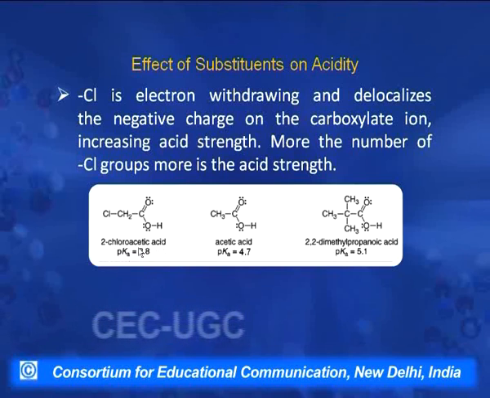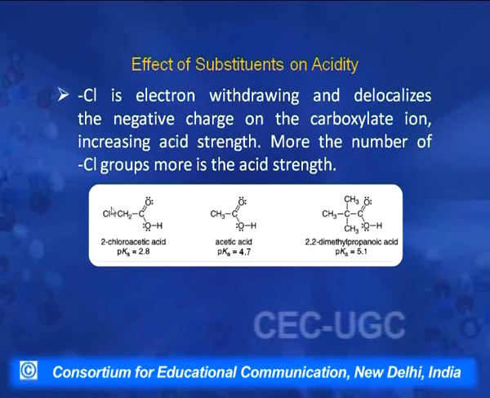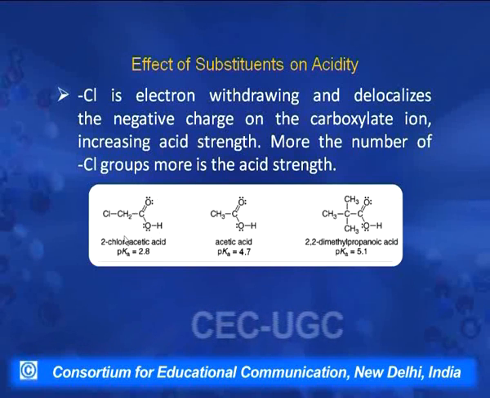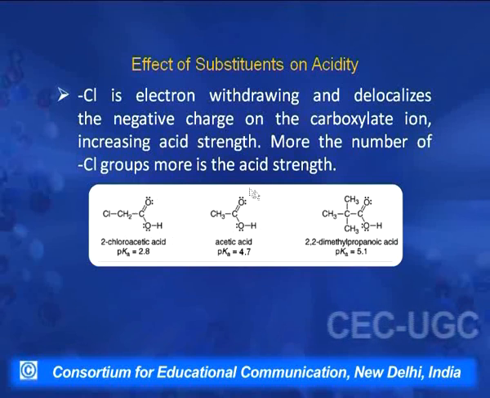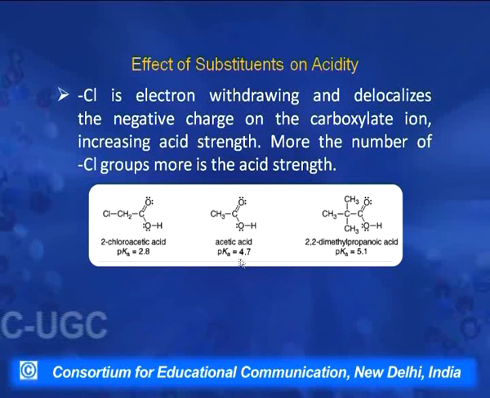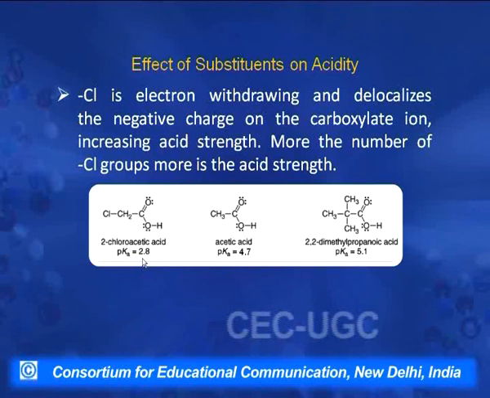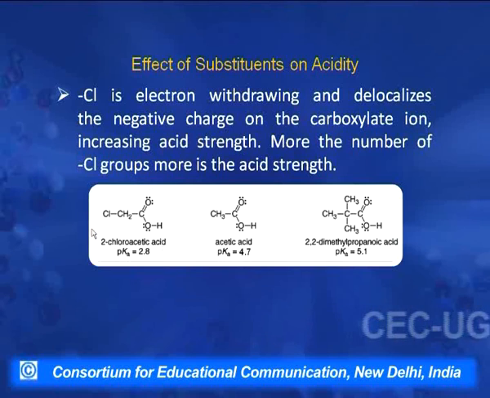This is 2-chloroacetic acid, or chloroethanoic acid, and this chlorine is electronegative, so it withdraws electrons towards itself. It will stabilize the corresponding anion formed and should be a stronger acid in comparison to acetic acid. And what we find is the pKa of 4.7 for acetic acid, and for this chloroacetic acid it is 2.8. So definitely a stronger acid.